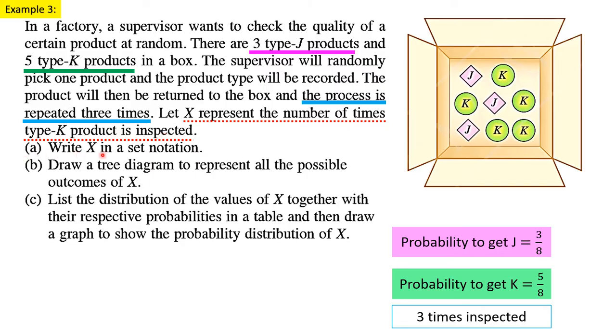So for question A, write X in a set notation. If the process is repeated 3 times, X can be 0, can be 1, can be 2, or 3. So we write that X equals, in set notation, 0, 1, 2, 3. So this is for question A.